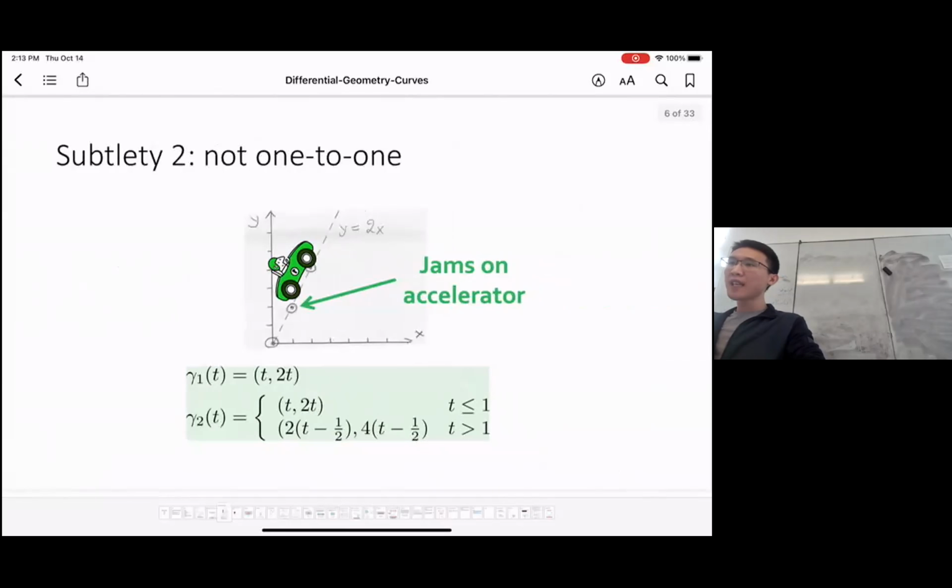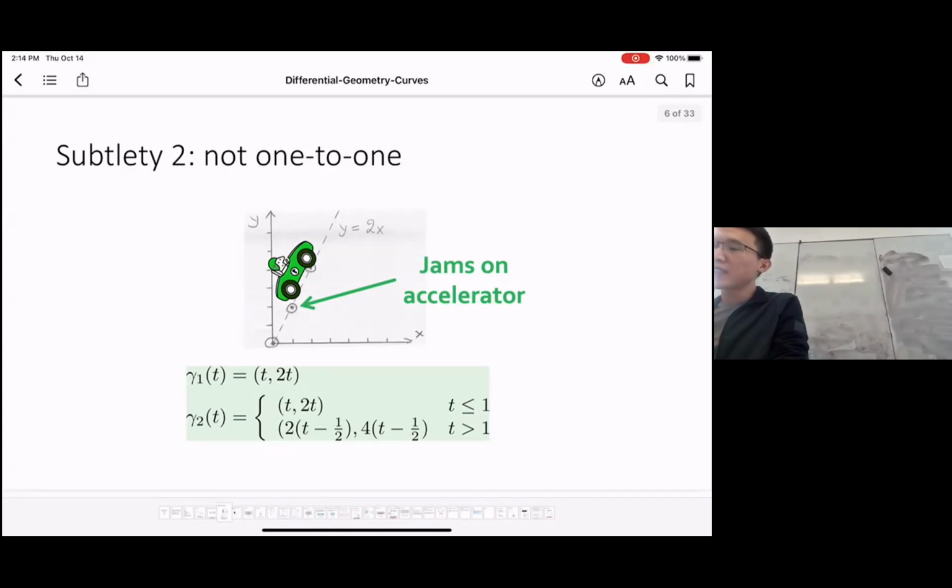The second subtlety here is that we can define a curve in this way, but the definition given by a function won't be one-to-one. Let's look at this example. The first function takes t from R1 and maps it to the xy coordinate (t, 2t). In this case, it corresponds to this dashed line shown in the coordinate plane, which is just y equals 2x. This is a valid function definition of this curve. Well, I can come up with a different function, right?